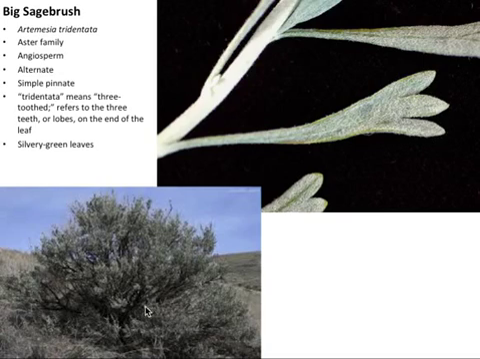It has silvery green leaves. It can get to be a pretty big shrub. It's native to Utah. You'll find it in disturbed areas or areas where not a lot of things grow, silvery in color. And that is the end of group 3.